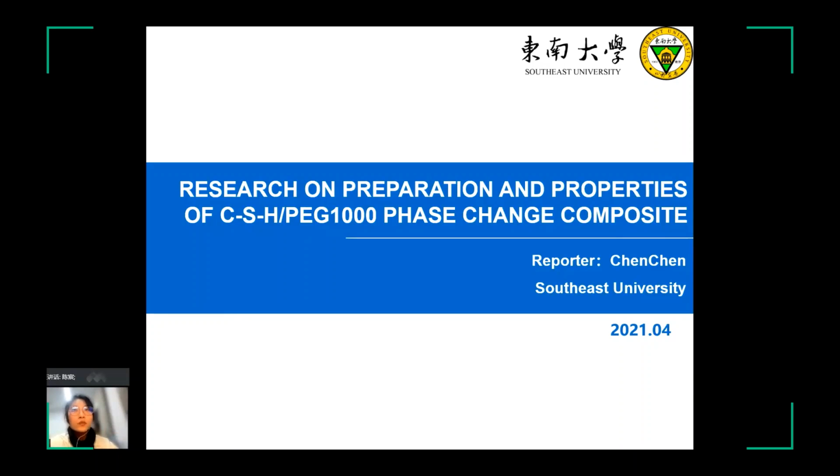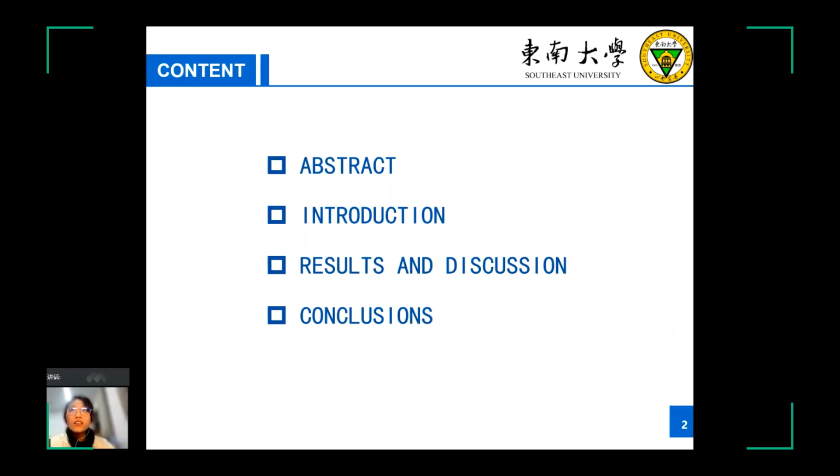Good afternoon, everyone. The topic of my paper is research on preparation and properties of CSH-PG1000 phase change composites, including these four parts.